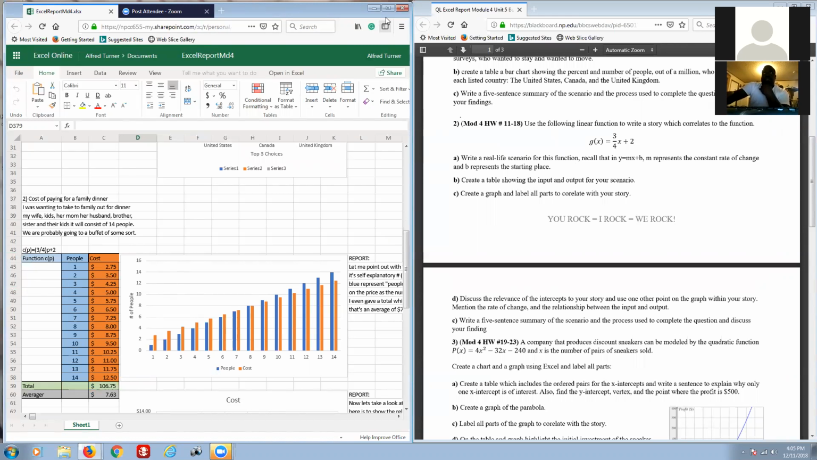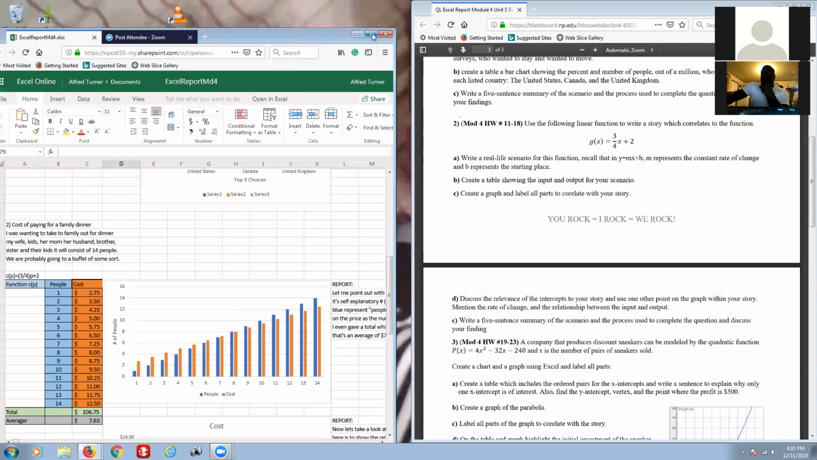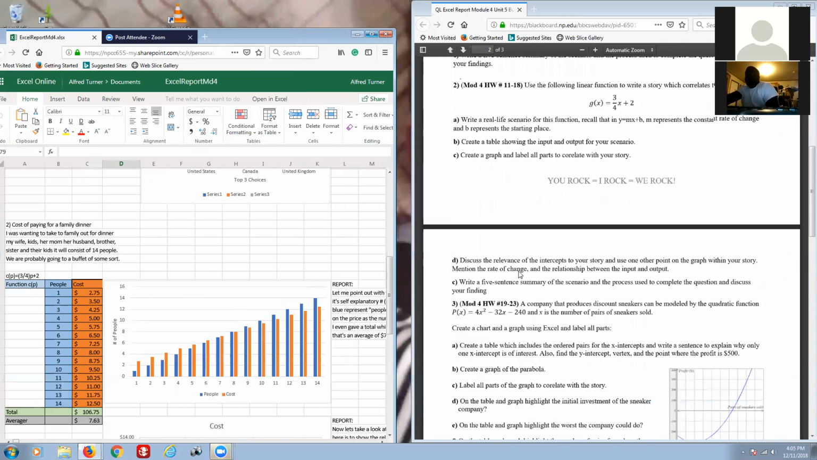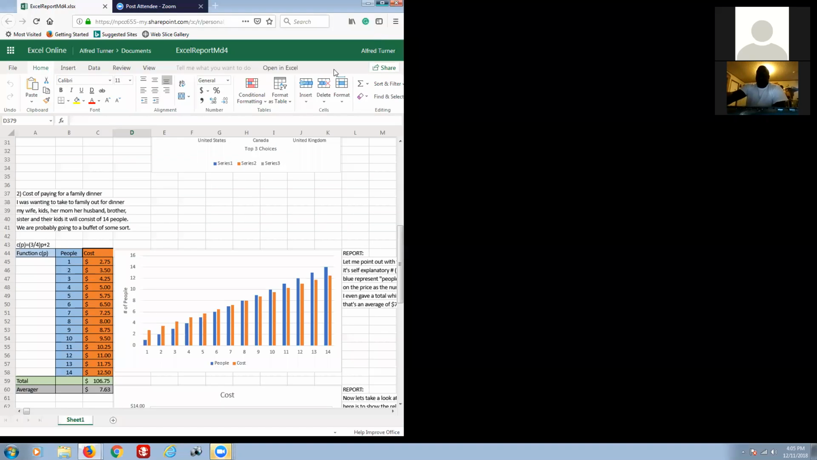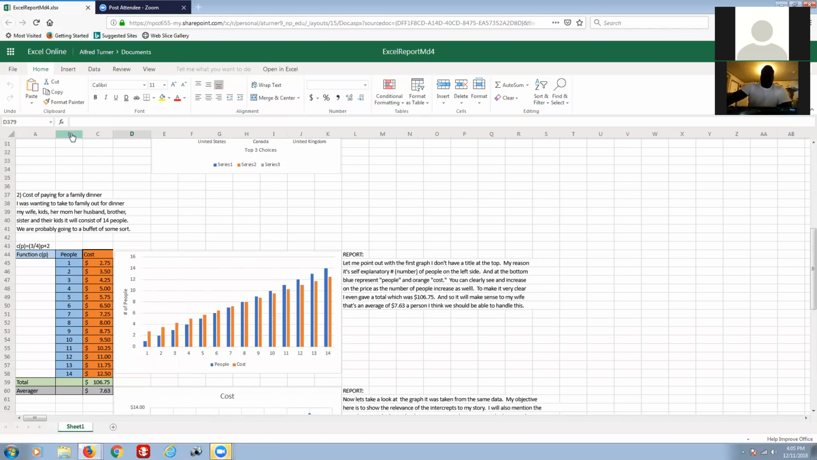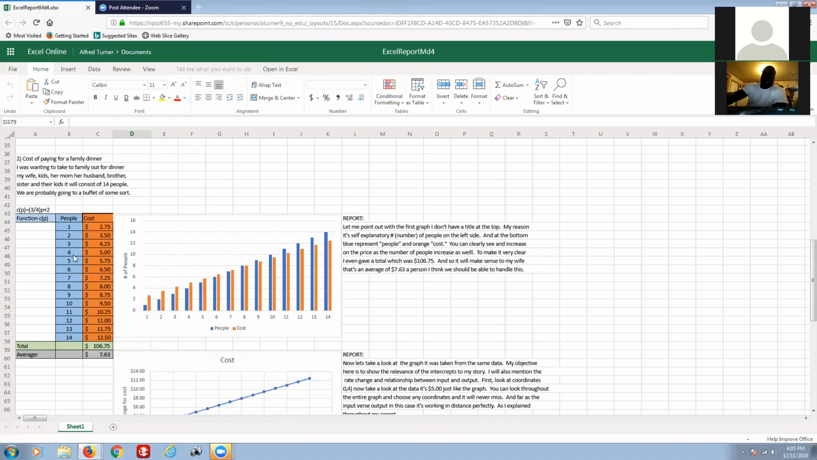And I'm going to pull this back up like I was telling you. Hold on, let me go back. I missed this. Okay, they pretty much want you to tell a story. That's what I'm doing. Cost of paying for a family dinner. I was wanting to take the family out for dinner. My wife, my kids, her mom, my brother-in-law, sister-in-law, and their kids. It will consist of 14 people. We'll probably go to a buffet of some sort. As you can see, I got my 14 people.